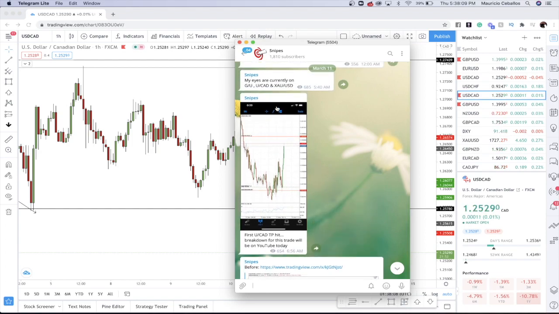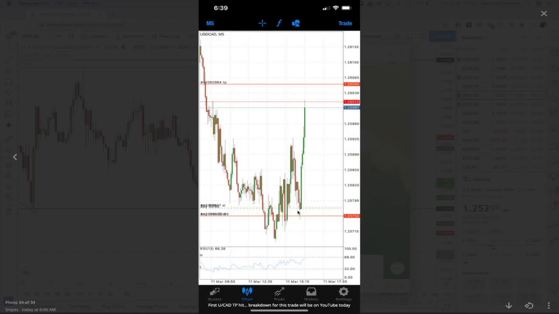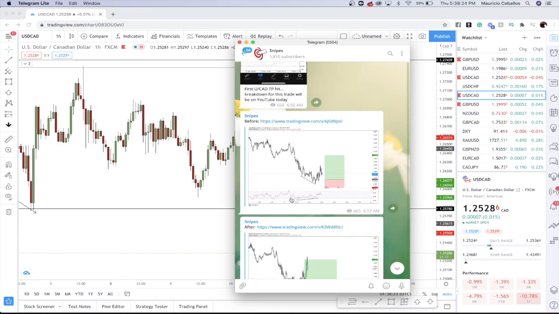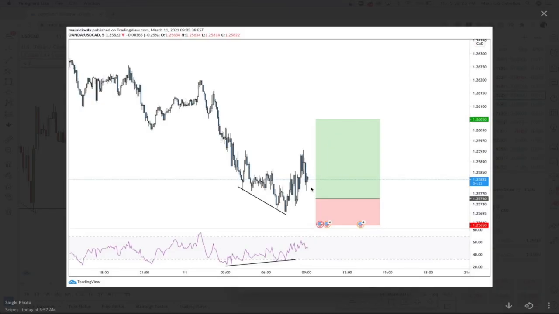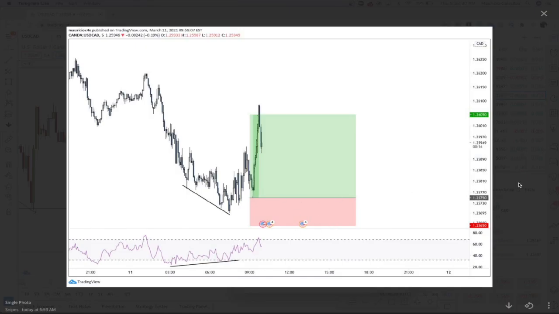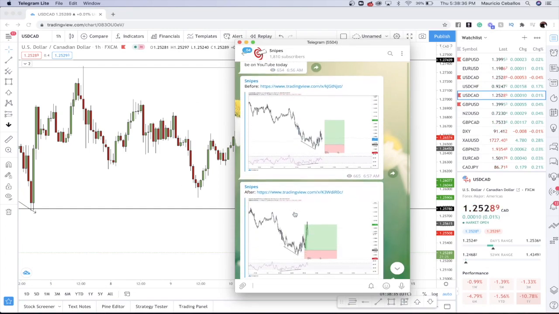You guys can see the entry, very nice entry. I let you guys know ahead of time, my eyes are on GU, USDCAD, and gold. Now, look at the entry, look at the position. We're looking at 1.25750, okay? And look into this zone. Came right into the 1.25750. There's the before, here's the after. And as you guys can see, the trade that I had currently taken.